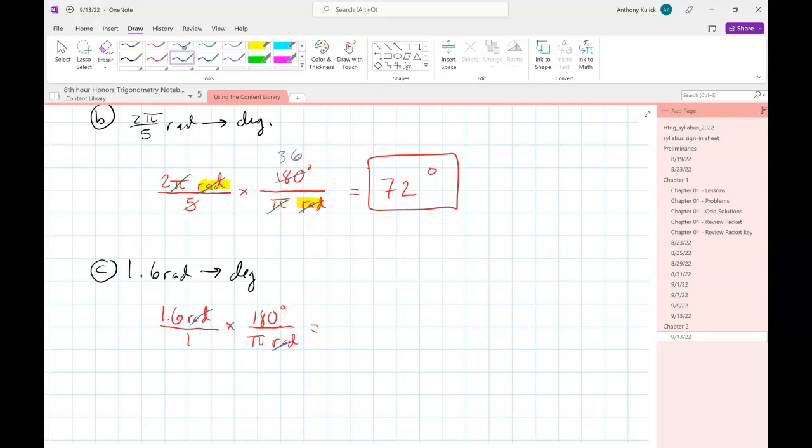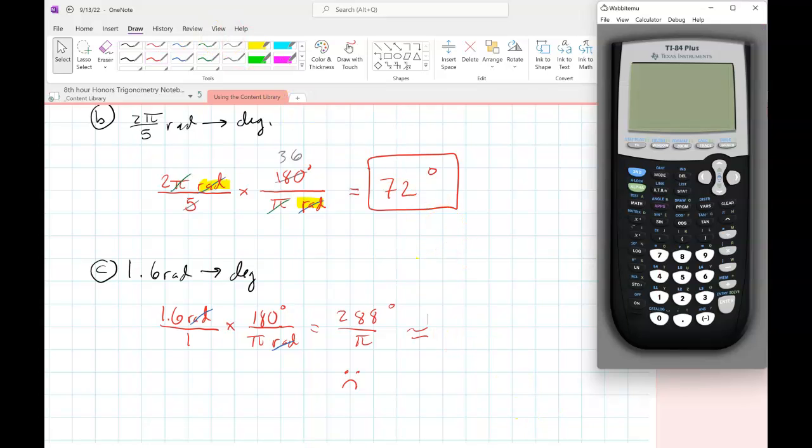So radians cancel with radians. 1.6 times 180 is 288 over pi degrees. Now, in your history of looking at angles in degrees, have you ever seen an angle in degrees represented like that? No. Probably would not want to write it that way. What would you do? We would do the approximation.